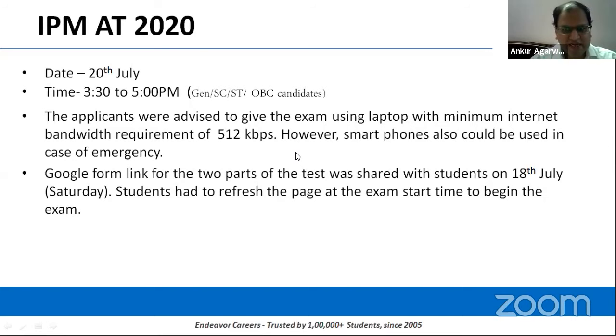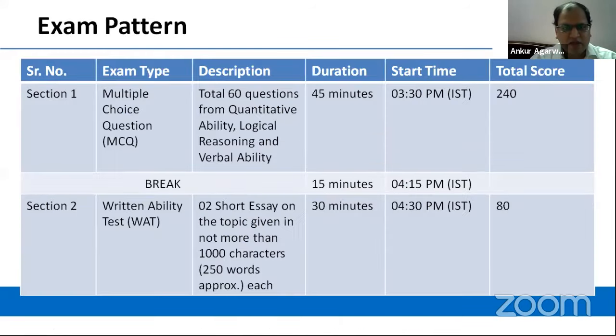Before we get into the detailed analysis, let's understand the exam pattern that was followed by the test today. So there were two sections in the exam. The first section was the multiple choice question section, wherein there were 60 questions from the areas of quantitative ability, logical reasoning, and verbal ability. There were 20 questions each. The order was, first 20 questions were on quantitative ability, the next 20 on verbal ability, and then the next 20 on logical reasoning.